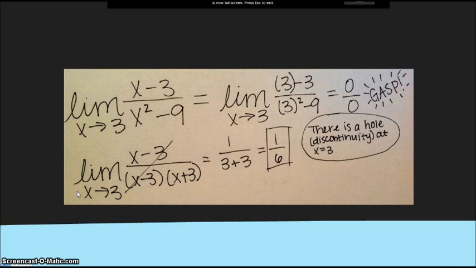To find the limit as x approaches 3 of x minus 3 over x squared minus 9, you cannot plug in a 3 for x. It gives you 0 over 0. There is a hole discontinuity at x equals 3. To find the limit as x approaches 3, you must factor the bottom of the fraction, which allows you to cancel out x minus 3. This gives you 1 over x plus 3, which equals 1/6.